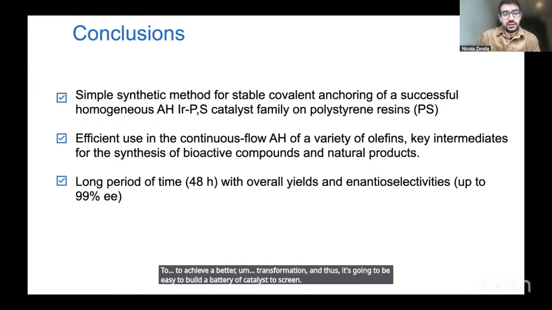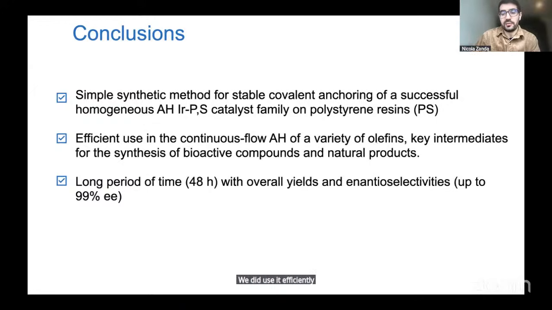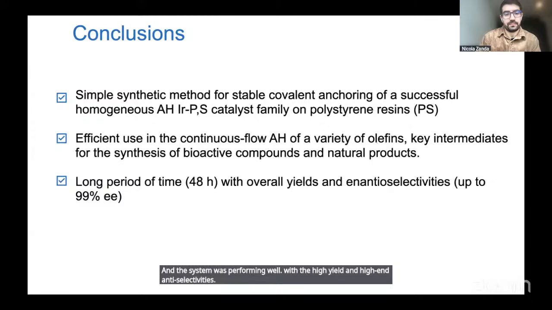We did use it efficiently in continuous flow for the asymmetric hydrogenation of olefins. Some of them important from a pharmaceutical point of view, some of them from the cosmetic industry. And then we always had a long reaction time in which the catalyst was stable and the system was performing well with high yield and high enantioselectivities.